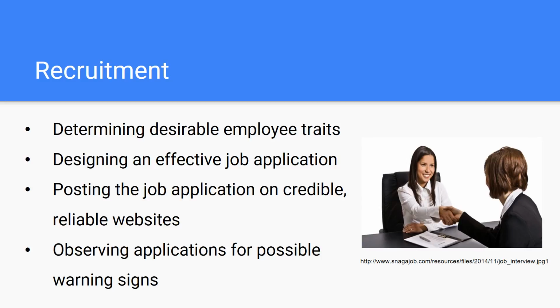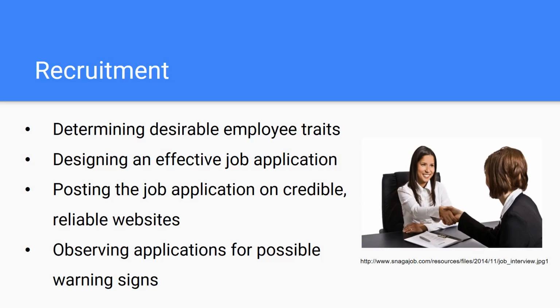There are a few steps to a successful job recruitment process. The first is determining desirable employee traits. The second is designing an effective job application. The third is posting the job application on credible, reliable websites. And the fourth is observing the applications for any possible warning signs.